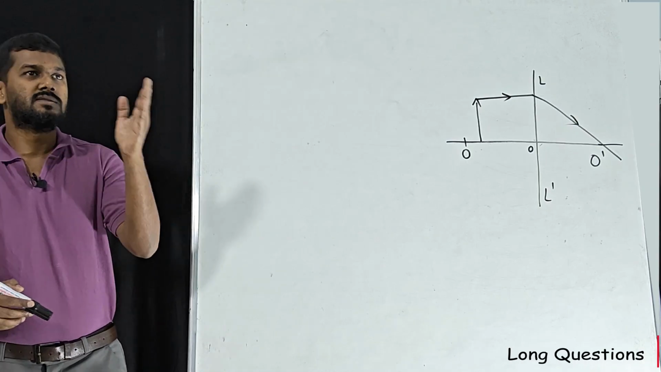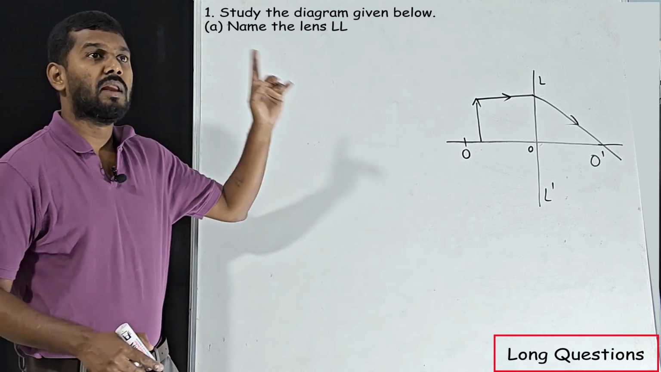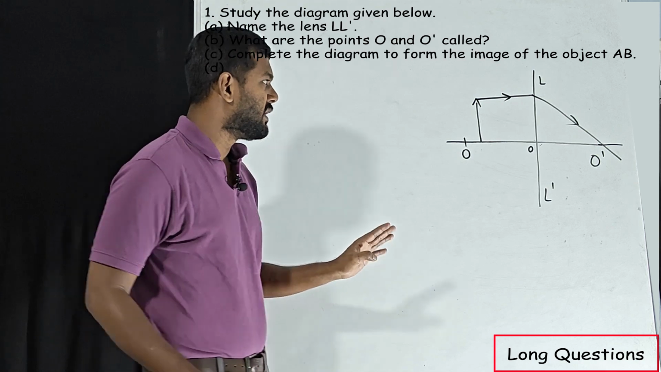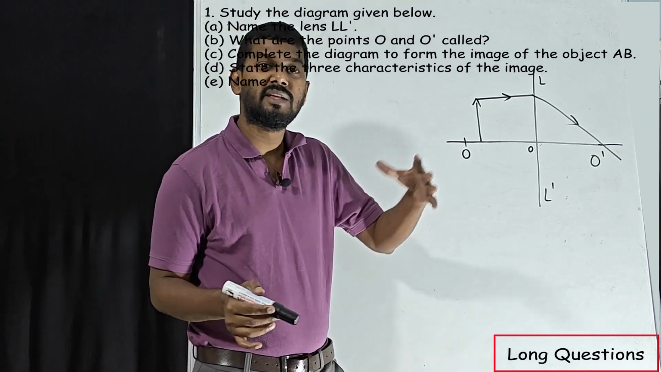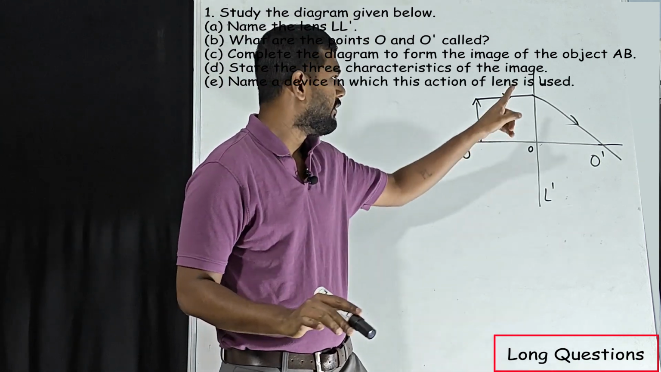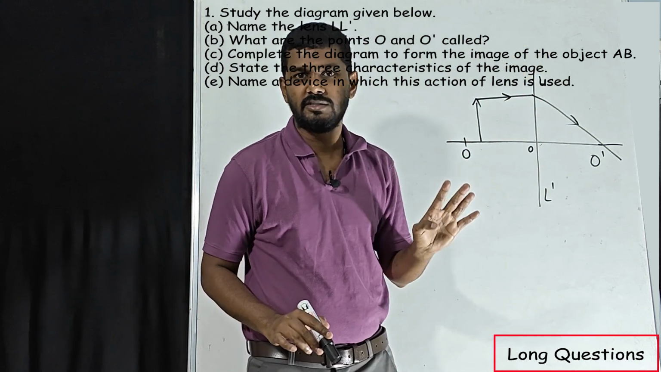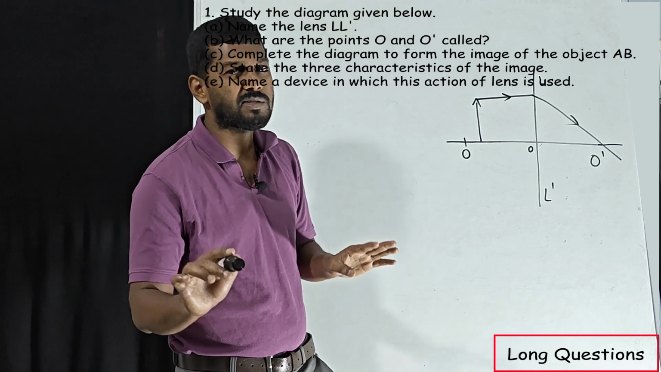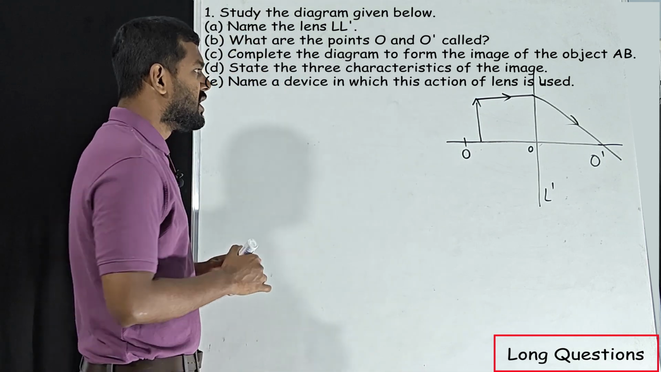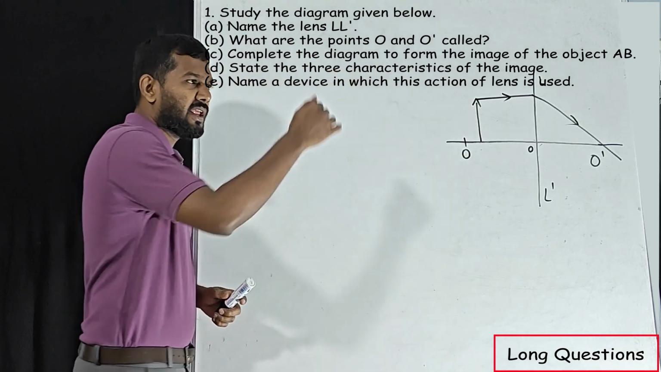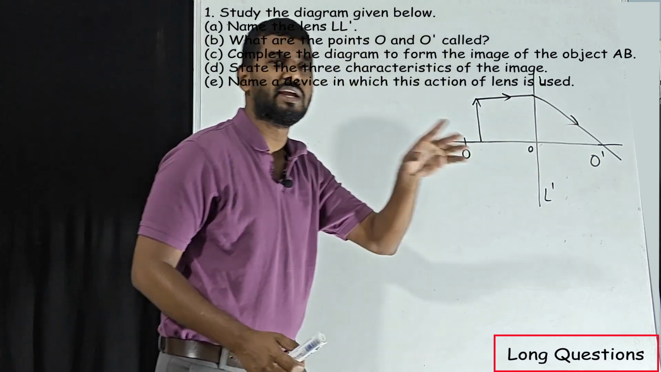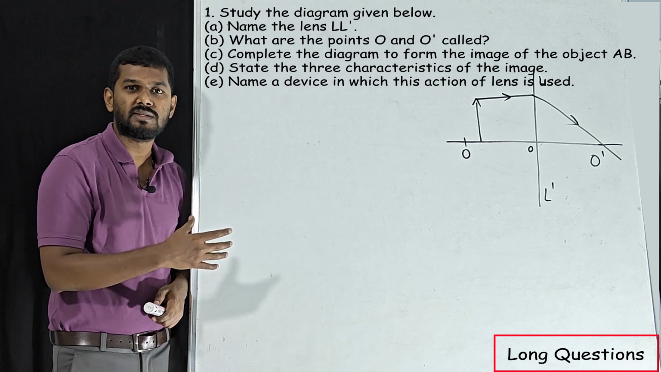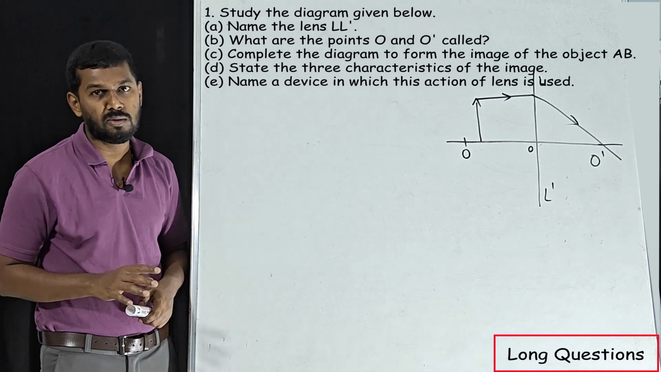Our next question, study the diagram given below. Name the lens L, L dash. We have many sub questions, we'll go one by one. Listen, how to identify what kind of lens based on the diagram? Very simple, whether it is converging or diverging. Based on the converging nature or the diverging nature, we can easily identify what kind of lens it is. So here we know whenever the rays are converging after refraction, it is nothing but a convex lens. See, if you know these kind of basics, you can easily solve many questions in the board exam.